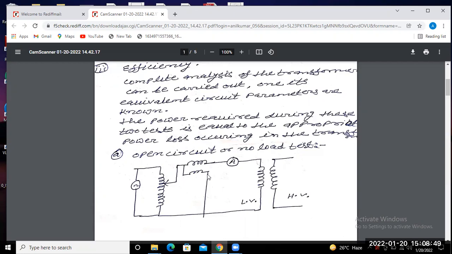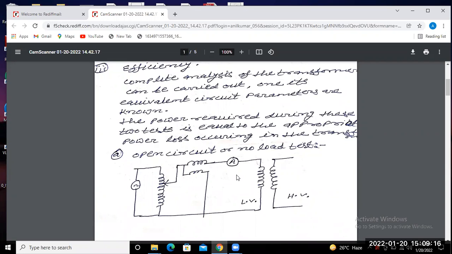rated no load current. So in comparison to that, during the open circuit test, we only consider the wattmeter reading as the core loss. Okay, since the core loss is directly proportional to the square of the voltage, and no load current is very small compared to the full load current. Okay, so this point is clear to all of you.